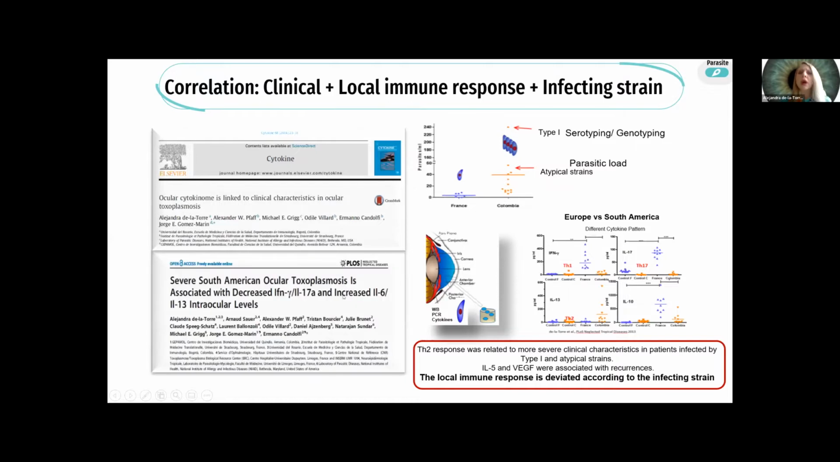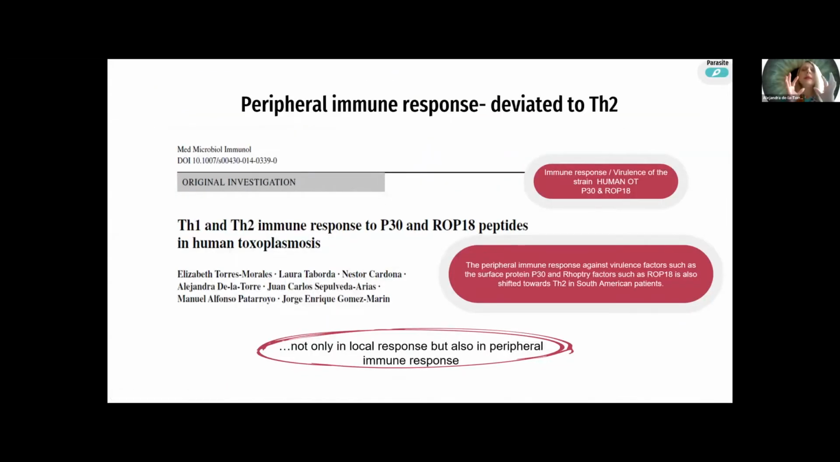Severe South American ocular toxoplasmosis is associated with a decrease in interferon gamma and interleukin 17, and an increase in IL-13 and IL-6. We also found that IL-5 and VEGF were associated with recurrences. This is about intraocular immune response. What about peripheral immune response?